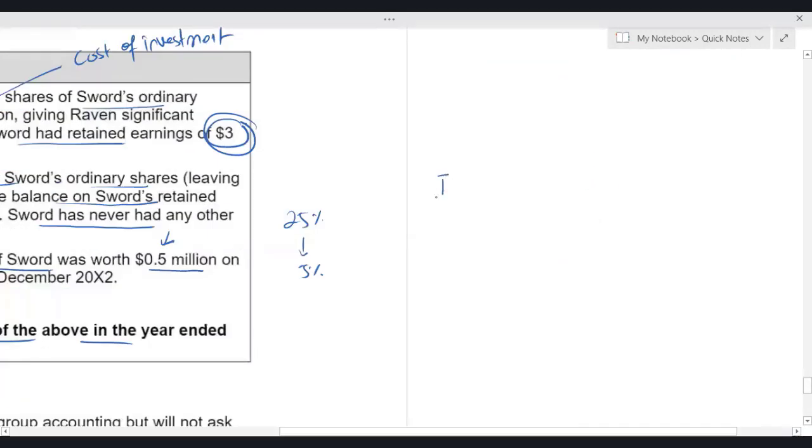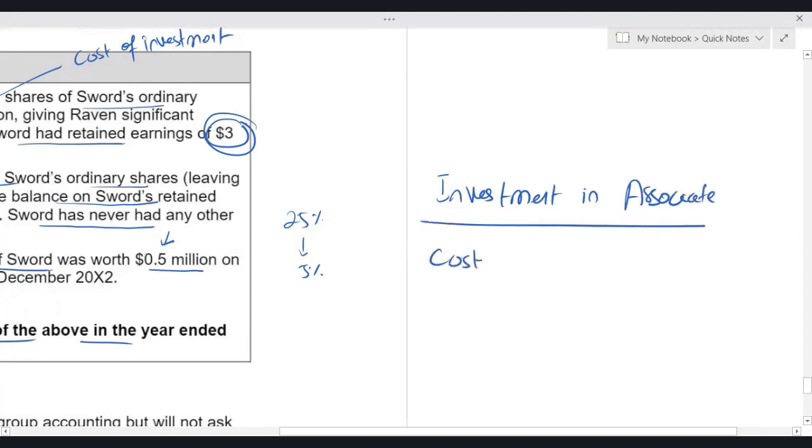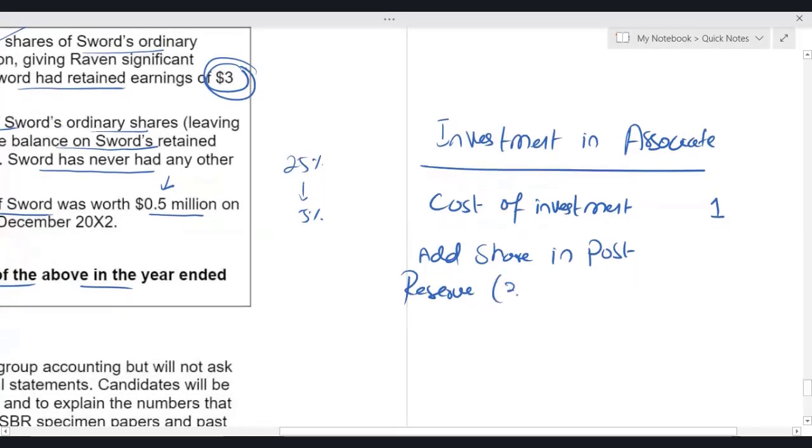Let us first calculate the investment in associate carrying amount. Cost of investment is 1 million. Simply add share in post-acquisition reserves up to the date of disposal. So at the time of disposal, retained earnings we have 3.8. At acquisition, there were 3. The holding is 25%. So can I say 3.8 minus 3 will give us 0.8, and 25% of 0.8 is 0.2. It means the investment in associate carrying amount is 1.2 at the time of disposal.